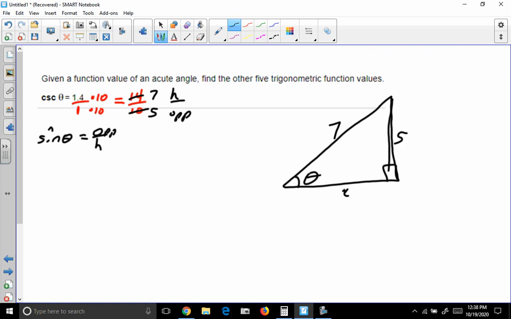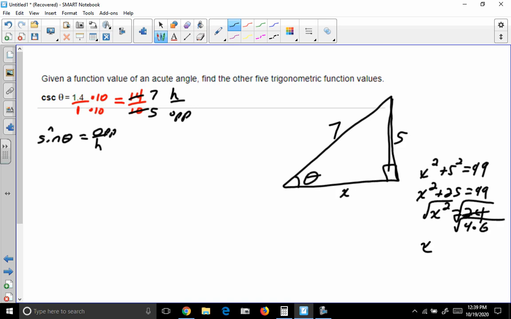Once we have those sides, x squared plus 5 squared equals the hypotenuse squared. So x squared plus 25 is 49. Or x squared is 24 when we move the 25 over. Square root of both sides. Notice 24 is 4 times 6. So when we take the square root of that, the square root of 4 is 2. 6 is not a perfect square. So we could call that 2 square roots of 6. And then we would just write each of our ratios using those sides.